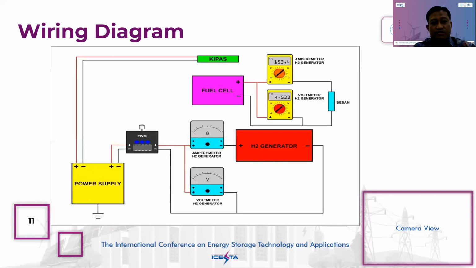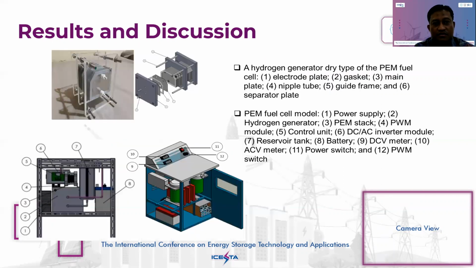This is the wiring diagram we use for my fuel cell. The fuel cell system has a power supply, pulse width modulator, voltmeter, ampere meter, and hydrogen generator. We use a dry electrolyzer, and this is the fuel cell, related to the voltmeter and ampere meter in the fuel cell system.